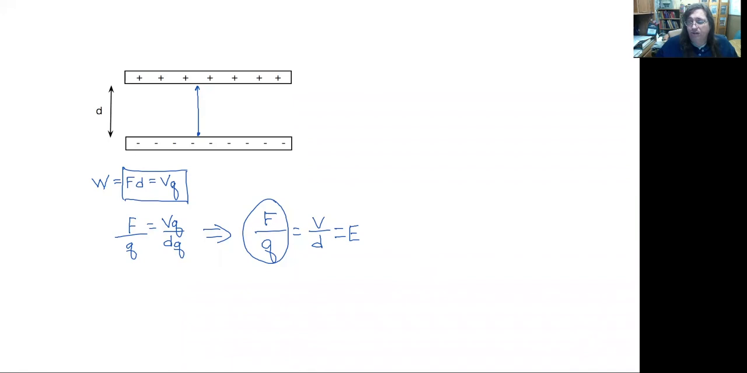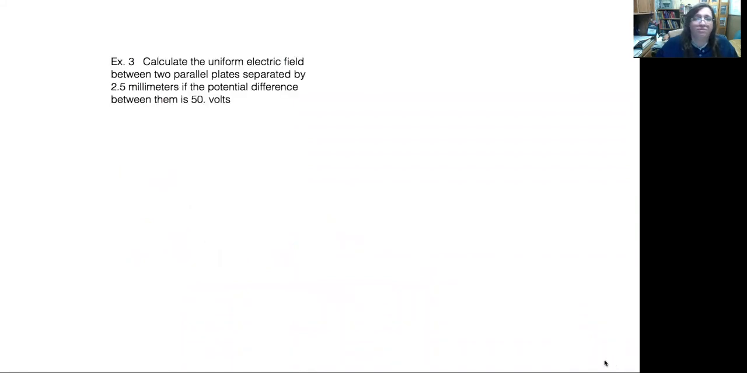So let's finish off our section with one more example. In this example, we're asked to calculate the uniform electric field between two parallel plates that are separated by 2.5 millimeters if the potential difference between them is 50 volts. So I'm looking for an electric field, E, and we know it's going to be V over D.